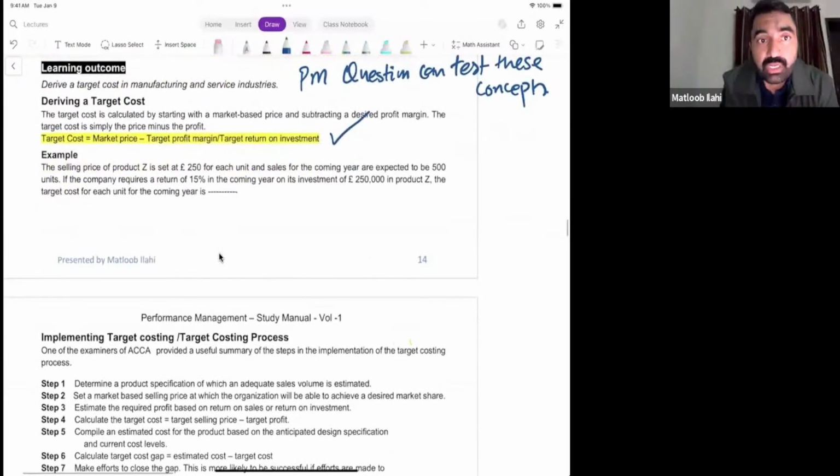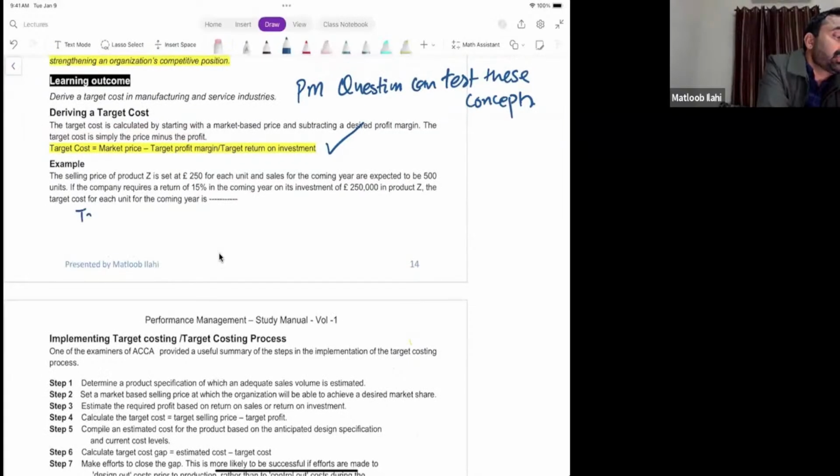Okay, here is a short example. The selling price of a product Z is set at £250 for each unit, and sales for the coming year are expected to be 500 units. If the company requires a return of 15% in the coming year on its investment of £250,000 in product Z, what is the target cost for each unit for the coming year?